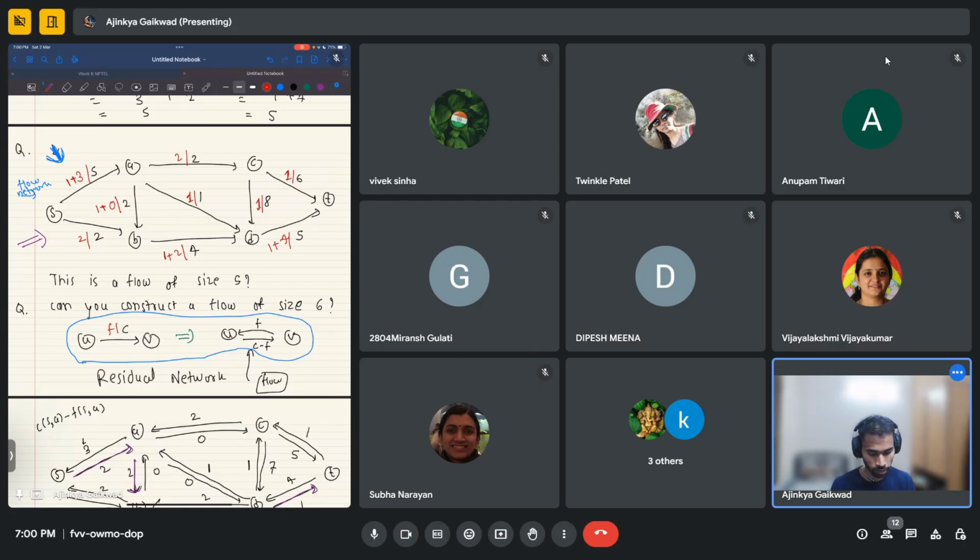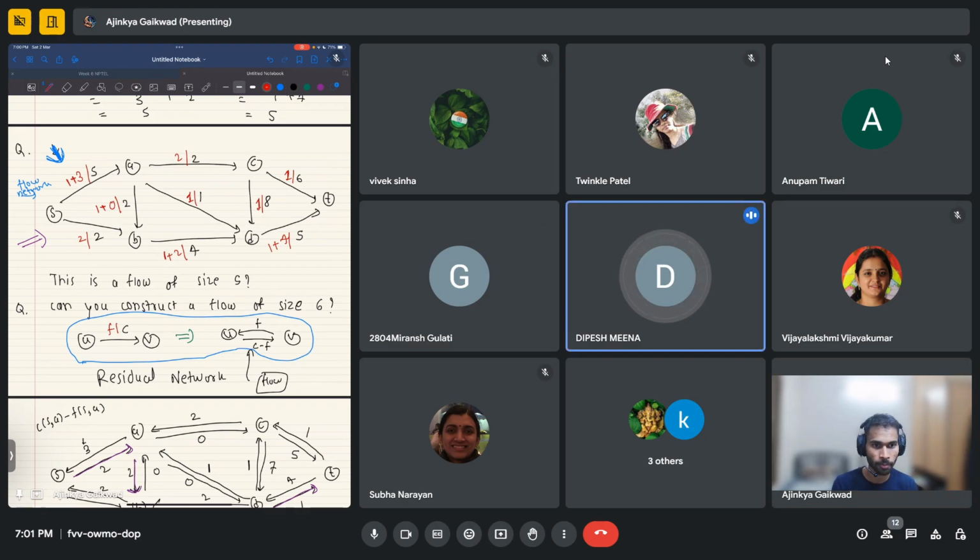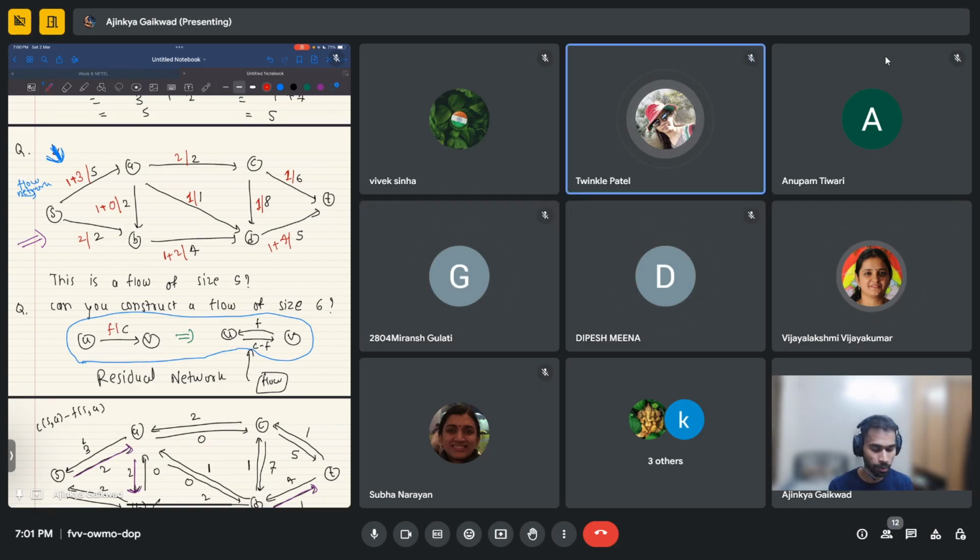Take a minute and think. What I did is I had some flow. My goal is to compute a maximum flow. So I looked at this augmenting path which I calculated, and along that path I increased the flow of each edge by 1. Now, can you see that this is still a valid flow network? Yes, sir. Take your time. This is just a checking.